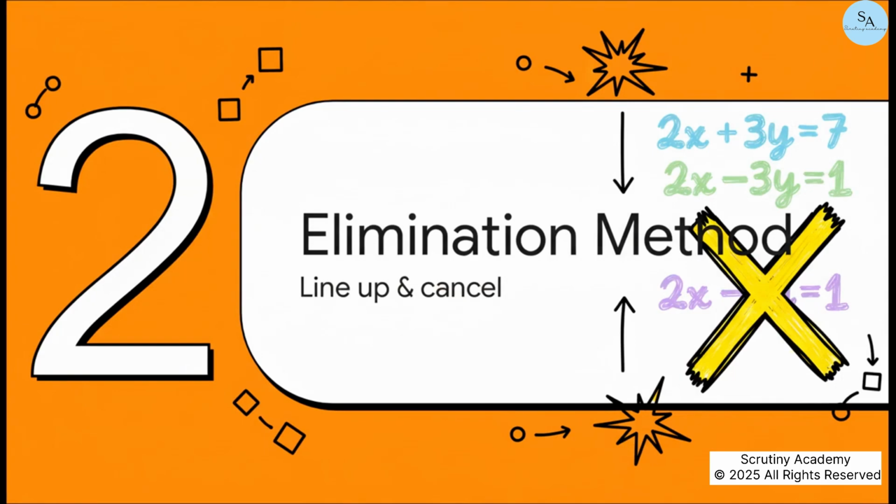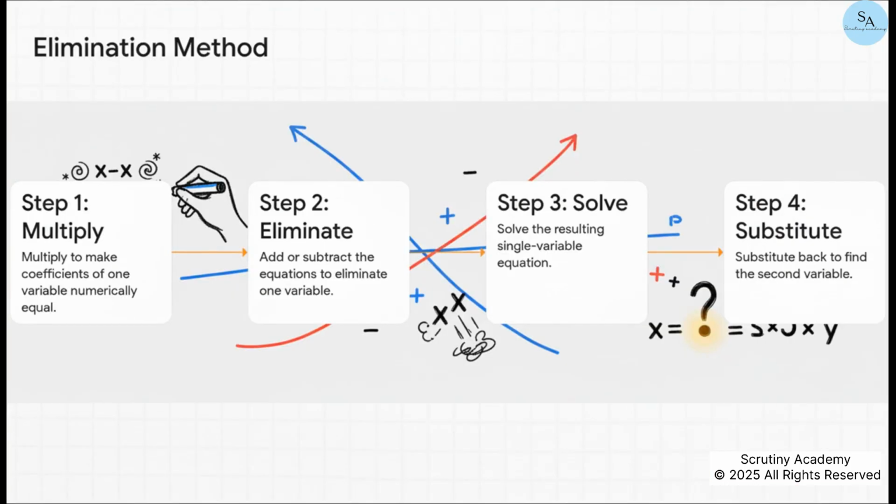All right, tool number 2. This one's called the Elimination Method, and it is kind of like a mathematical magic trick. Seriously. We are going to make one of the variables completely disappear right before your eyes. So the whole idea behind the elimination method is to make one of the variables, well, vanish. You line up the equations, you multiply them by whatever you need to so the coefficients of one variable match, and then you add or subtract them, and poof, it's gone.